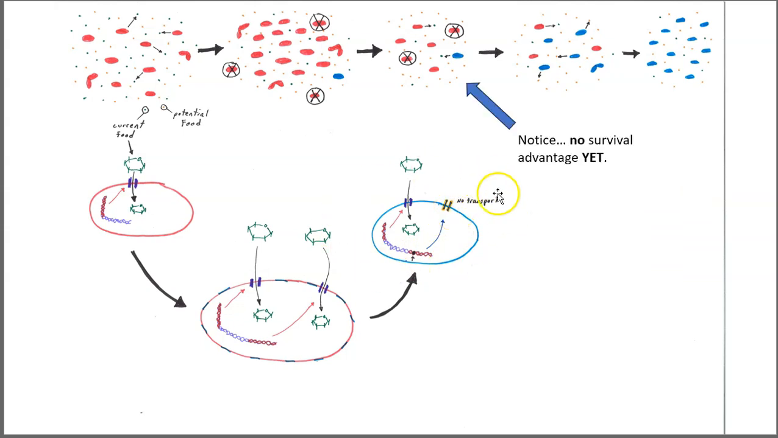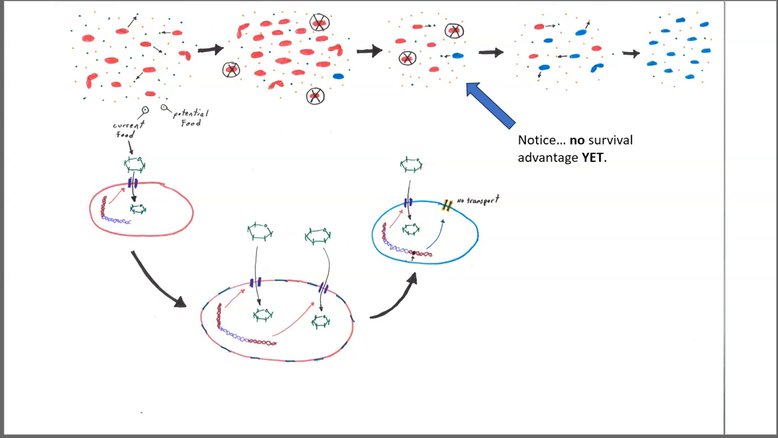Notice this individual does not have a survival advantage. They have two transporter genes, one of which a mutation has knocked out the function of that transporter, but it has no advantage as a result of having this extra gene and having that mutation. It eats green food just like the original red competitors.